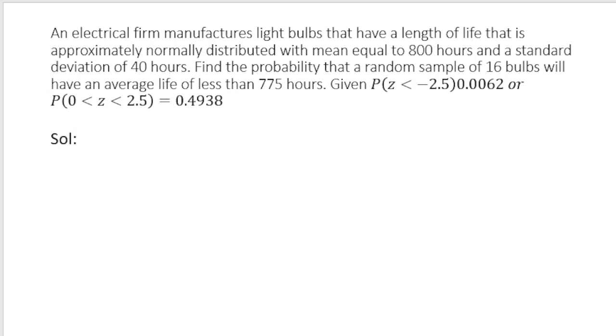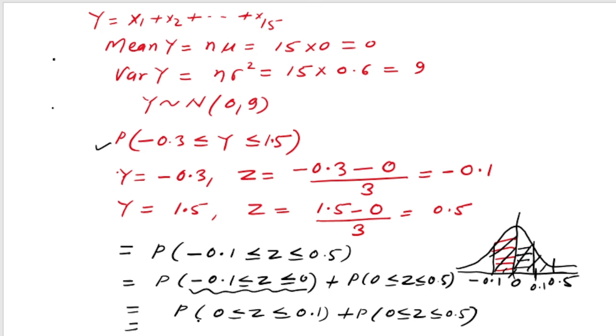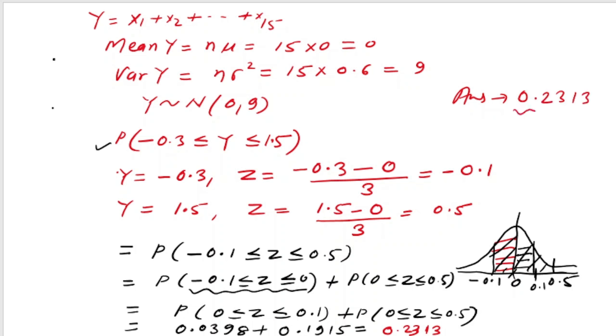So let me write it here. So the probability, this value we have got is 0.0398, and the other value that I have got is 0.1915. So if I add it, the total probability will be 0.2313, right? So the required probability, what is the answer? The answer is 0.2313.